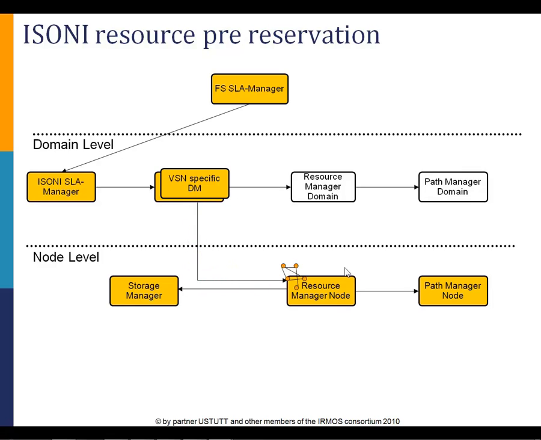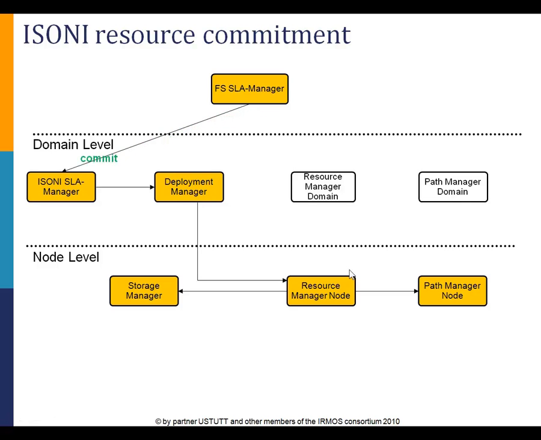The Resource Manager node passes it to the Storage and Path Manager. They do the internal pre-reservation. On the domain level, the Deployment Manager collects all pre-reserved requests and introduces the SLA Manager to do the offer for the requested deployment. On a commit, the path through the infrastructure is the same as for the negotiation. All resources are now booked and the VSN is ready for the deployment.